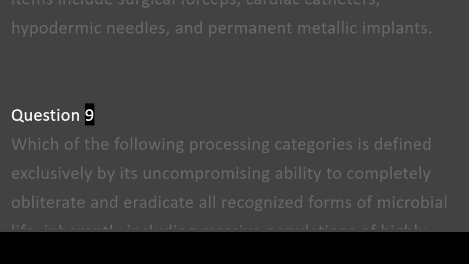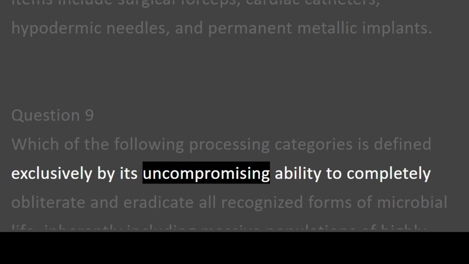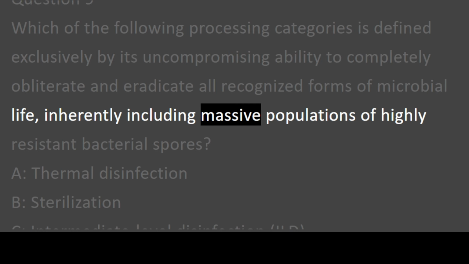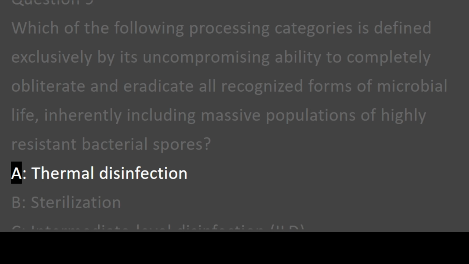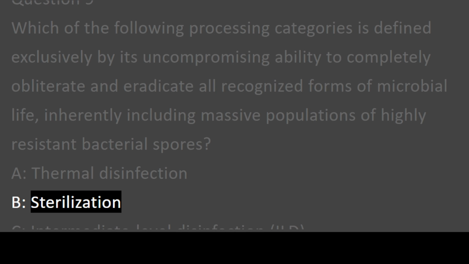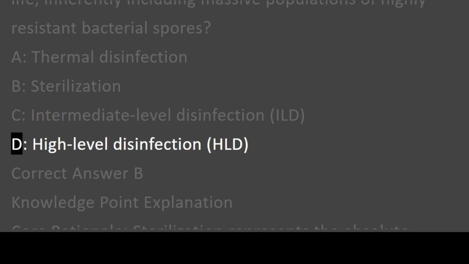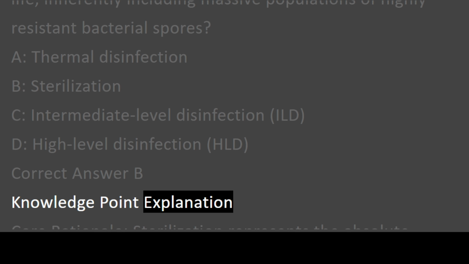Question 9. Which of the following processing categories is defined exclusively by its uncompromising ability to completely obliterate and eradicate all recognized forms of microbial life, inherently including massive populations of highly resistant bacterial spores? A. Thermal disinfection. B. Sterilization. C. Intermediate level disinfection, ILD. D. High level disinfection, HLD. Correct answer B. Knowledge point explanation.